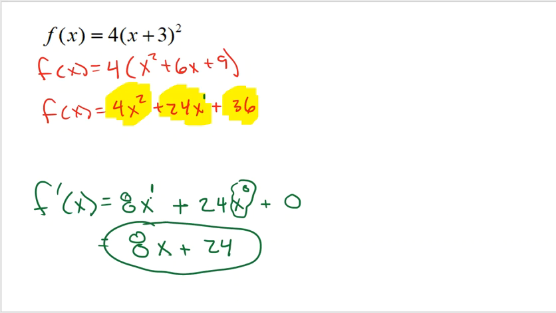These rules make finding derivatives so simple. So these are the basic rules. They work with plenty of functions, but there's a couple more rules to come. But for basic, simple polynomial type functions, these rules make finding derivatives, honestly, a snap.